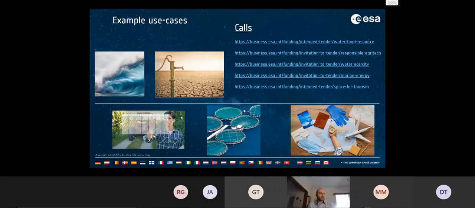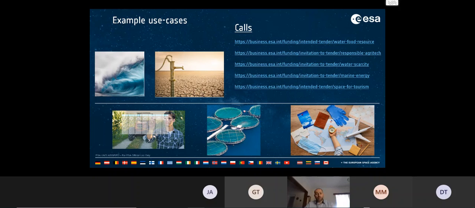For the other call, which is called responsible agri-tech, what we try to do is demonstrate the utilization of space assets for agricultural purposes. Space assets supported us in order to monitor or predict the yield growth, and to come up with new principles such as carbon farming, for example, especially considering what is happening now with the agreement that was signed in November 2021 at COP26. Carbon farming is a topic of significant importance at this point.